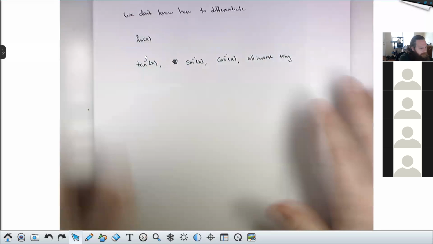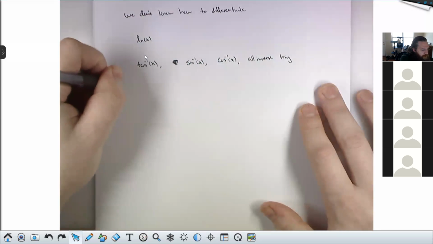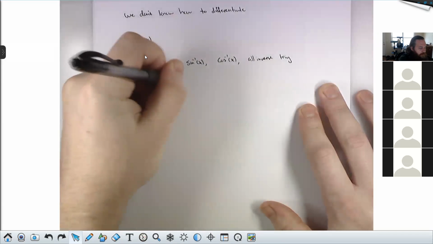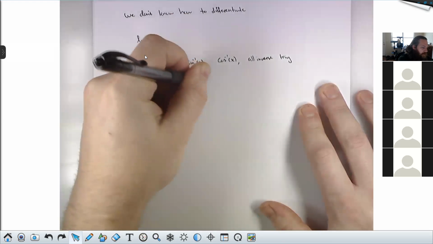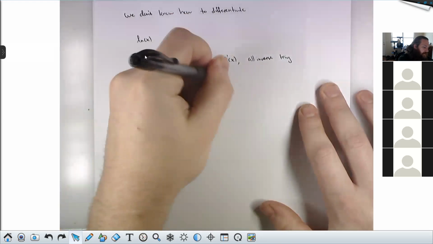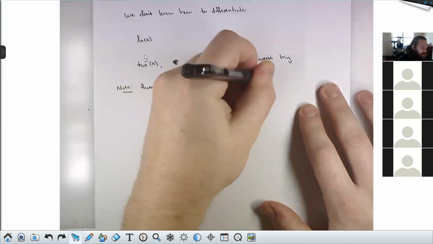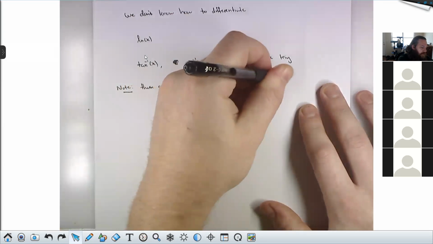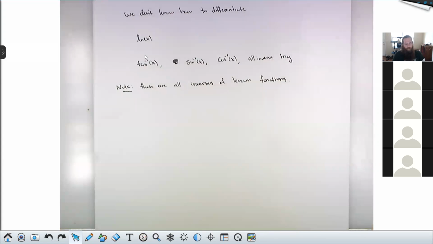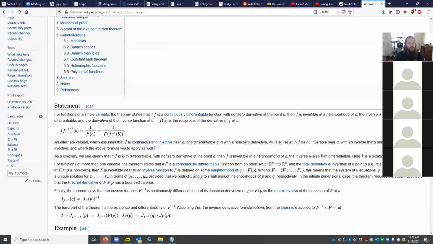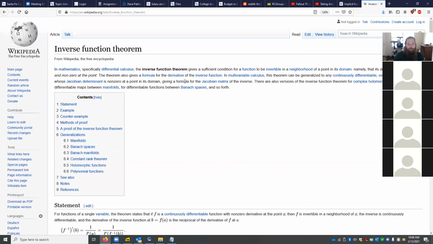So, note, these are all inverses of known functions. And so the kind of trick that we're going to use to get the derivatives here is this inverse function theorem. Now, I'm not going to give you the inverse function theorem as a theorem.